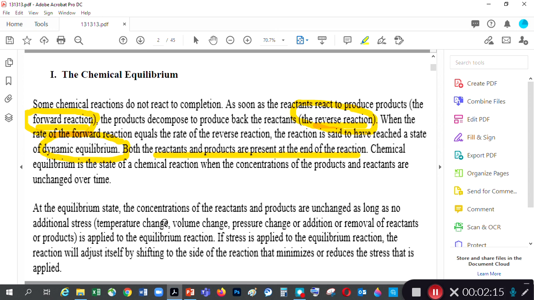At the equilibrium state, the concentrations of the reactants and the products do not change as long as no additional stress is placed on the chemical equilibrium, such as changing temperature, volume, pressure, or concentration, or removing some of the reactants or the products. If that doesn't happen, the chemical equilibrium will stay at equilibrium. But as long as you are putting some external condition on the equilibrium, as we will see later on, the equilibrium has to offset this coming stress by moving to one side of the chemical equilibrium.